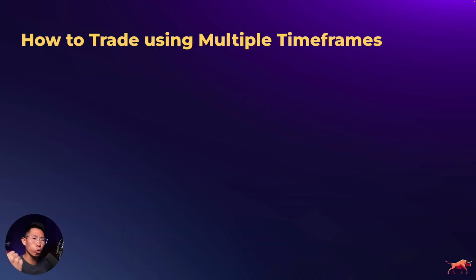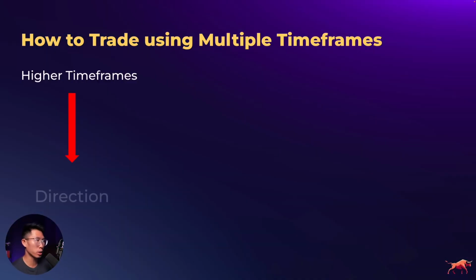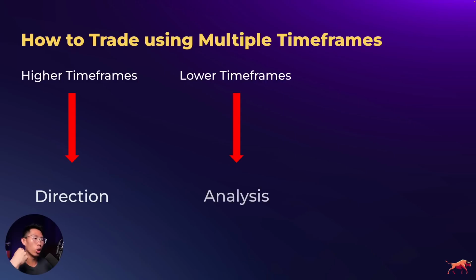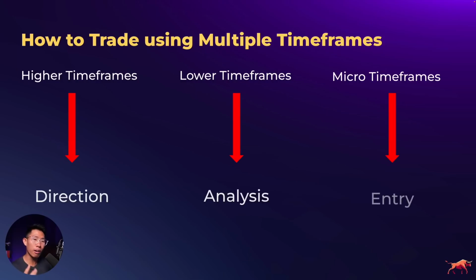Now let's talk about how to trade using multiple time frames. So for the higher time frames, you're going to use it to look for the trend direction, right? This is your directional time frame to see the overall trend direction of the market, whether it's bullish or bearish. And then for the lower time frames, you're going to use it to analyze the charts, mark up your charts so that you can determine the best entry points. And then for the micro time frames, the smaller time frames, you're going to use it to look for your entry confirmation for you to enter for the trade.